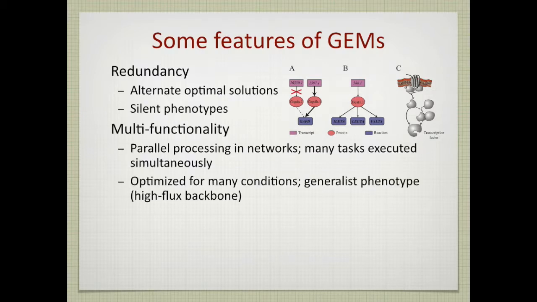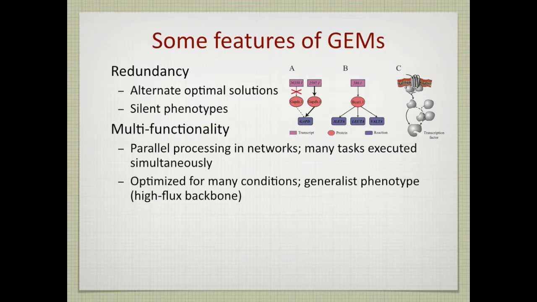The other is multifunctionality. And that's shown, for instance, in the middle of the panel by a multifunctional enzyme. One enzyme shows up, does many things. One tRNA translates many codons. So this leads to a certain notion of a generalist phenotype, and we'll talk about that later. But multifunctionality is seen broadly in biology.